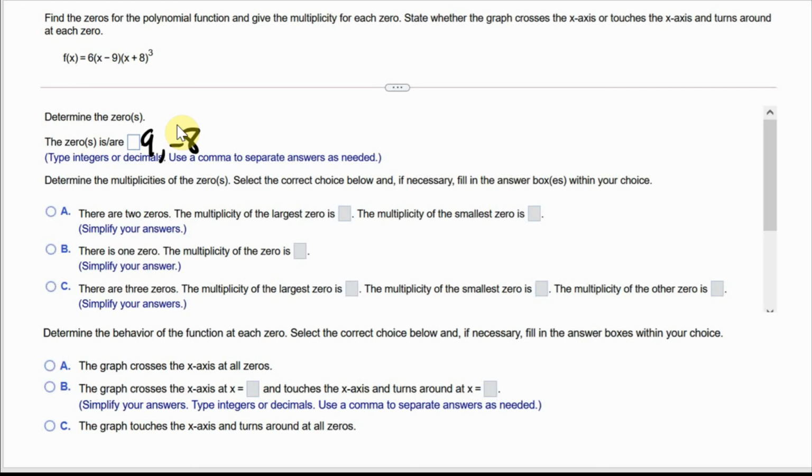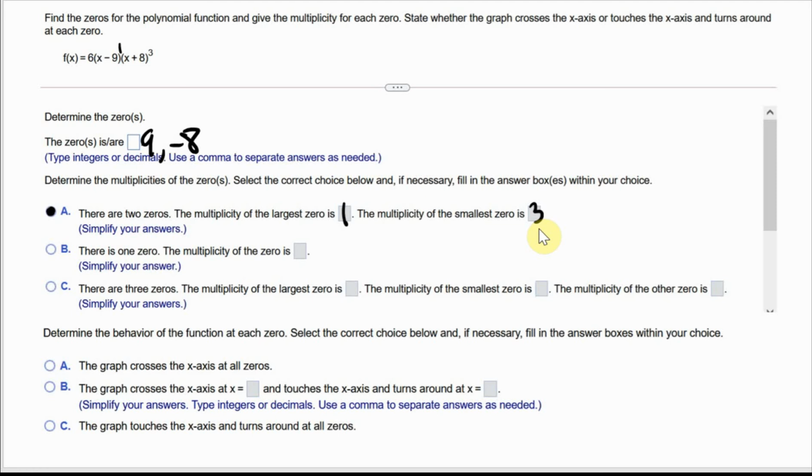So the multiplicity of the largest zero, well, the largest zero is 9. Just look at the numbers, which is smaller, which is larger. So its multiplicity is 1. That's to the first power. That's all they're talking about. The multiplicity of the smallest, at negative 8, is 3. Its power is 3. Okay.